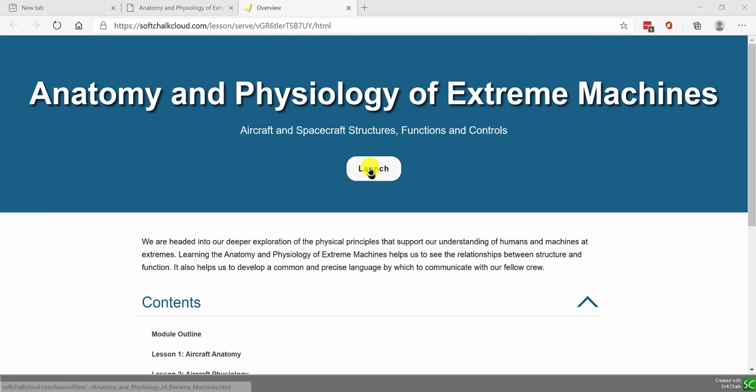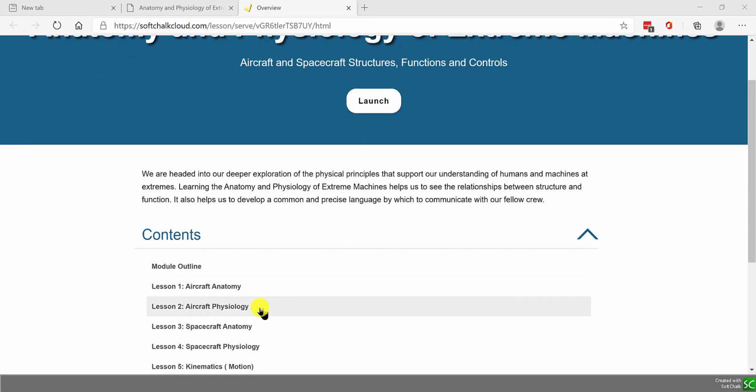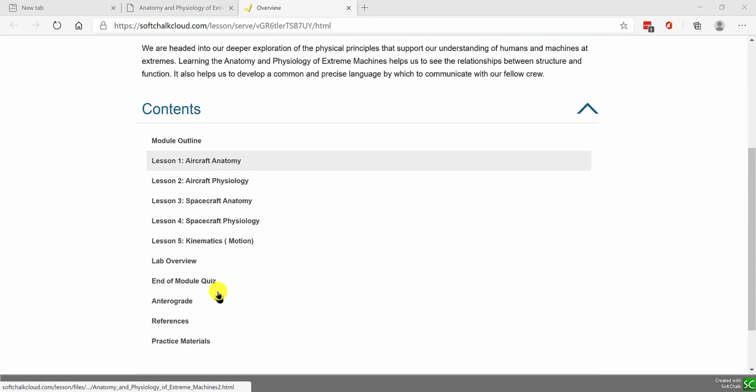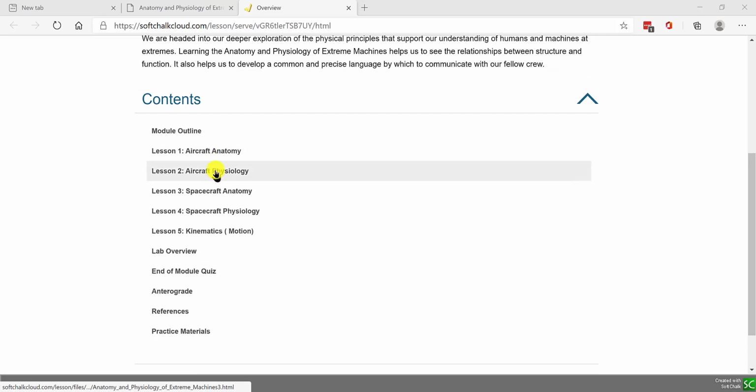You're going to start into the anatomy and physiology of extreme machines, and we're going to be talking about aircraft anatomy, that's structure, and aircraft physiology, that's function of aircraft. Same thing with spacecraft anatomy and physiology, the structure and function of spacecraft. And when we talk about spacecraft, I'm mainly talking about rockets. And then we're going to start into a little bit of physics.